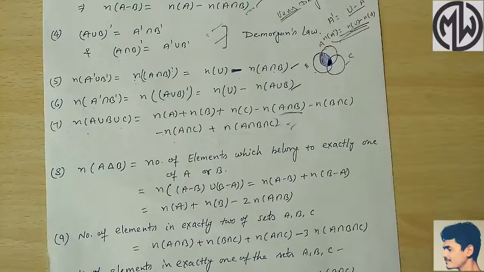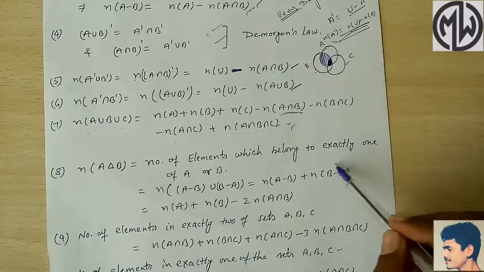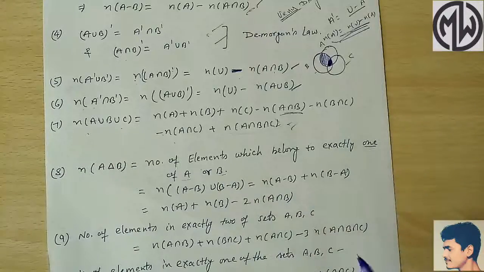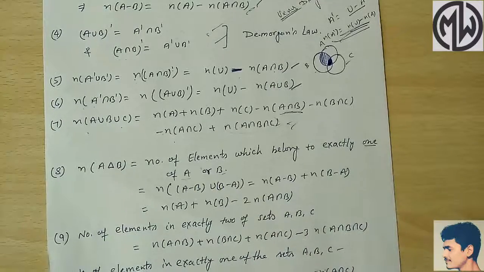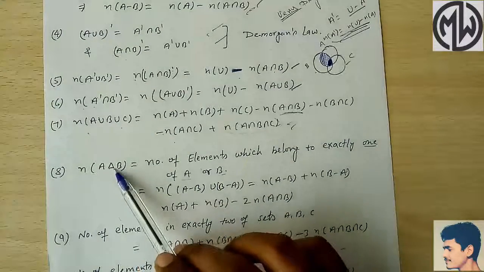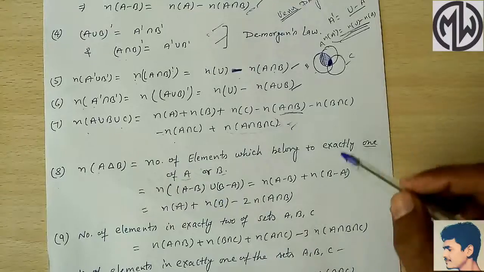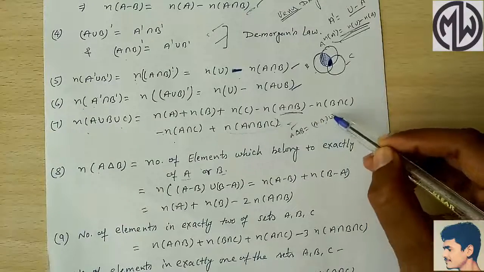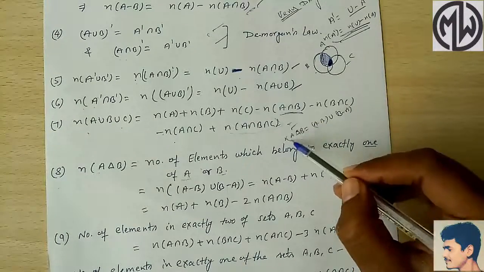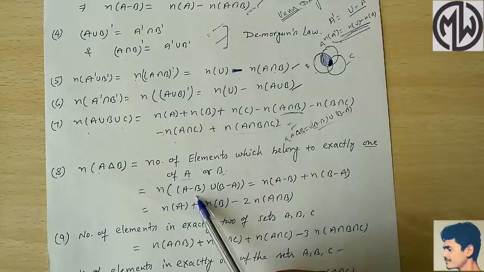Okay, next is the 8th: number of elements in A symmetric difference B. We can also say it is the number of elements which belong to exactly one of A and B, either in A or in B. So A symmetric difference B can be written, by the definition we discussed in the last video, as A minus B union B minus A. So we need the number of elements of A minus B union B minus A.